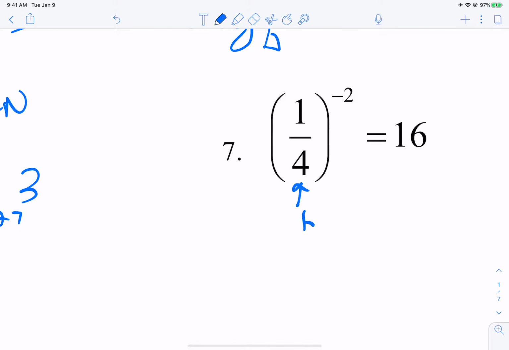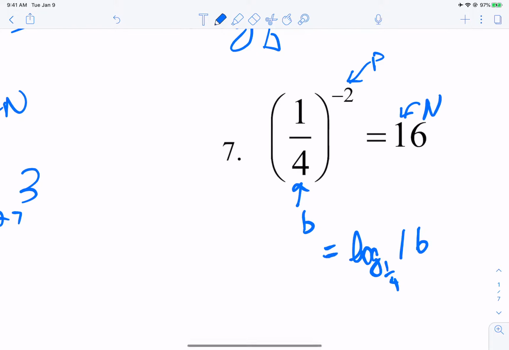Here is our base. Here is our power. Here is our number. So we are going to take the number. We're going to write the word log, and within the corner, right by the G in the word log, we're going to put our base, which is 1/4. That's really saying, what power would I put on a 1/4 to get the number 16? And the answer is -2.